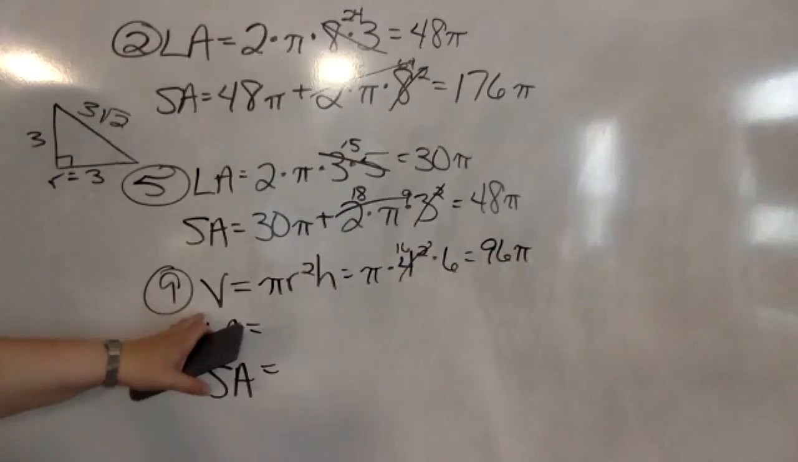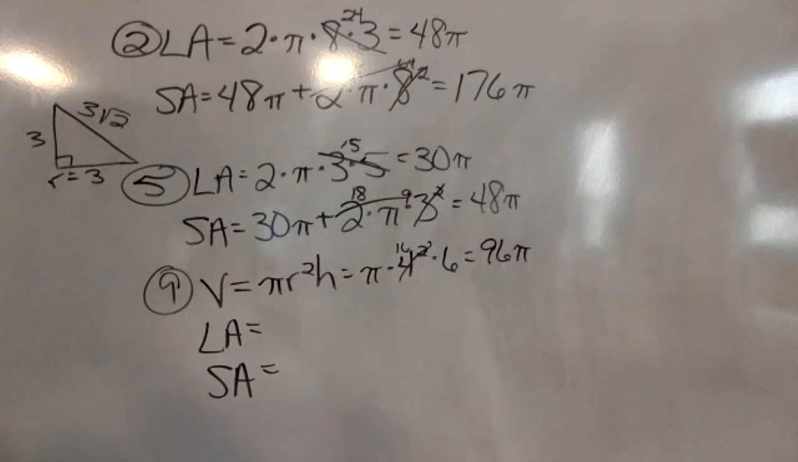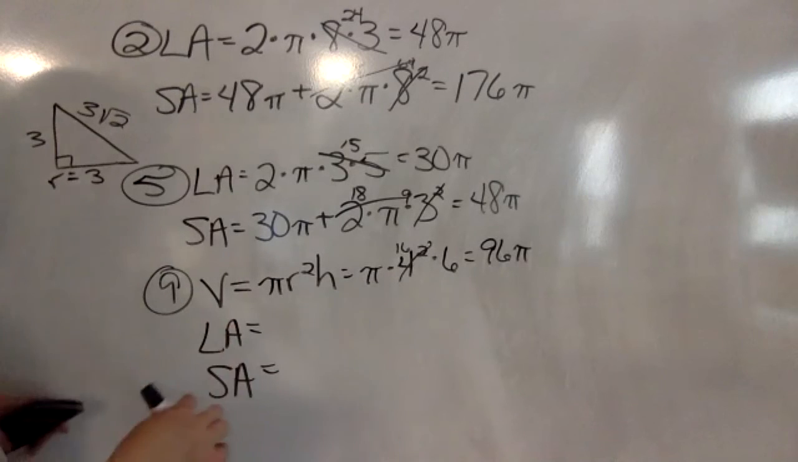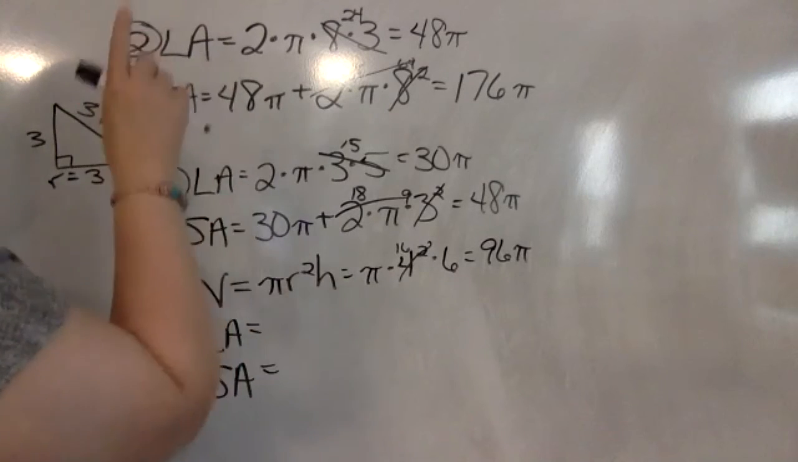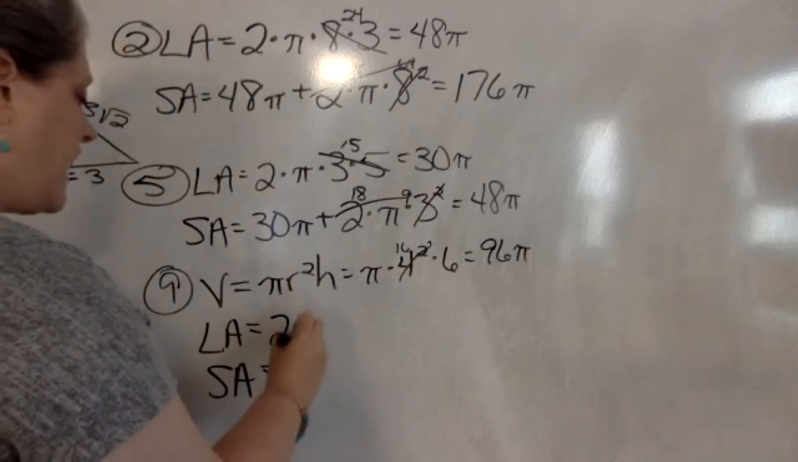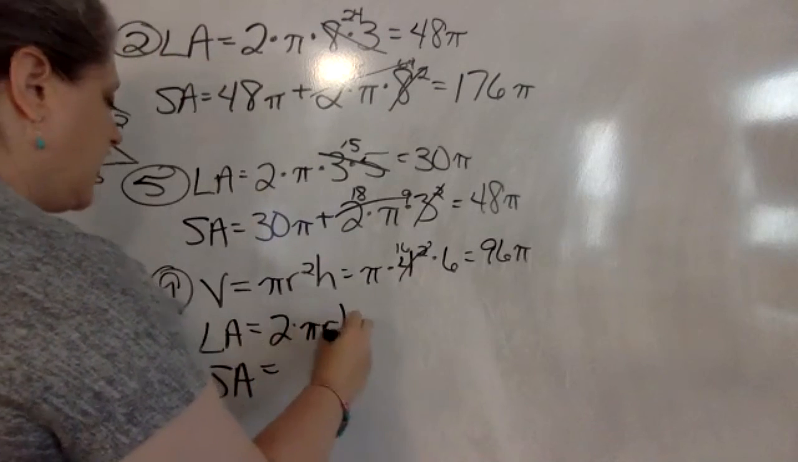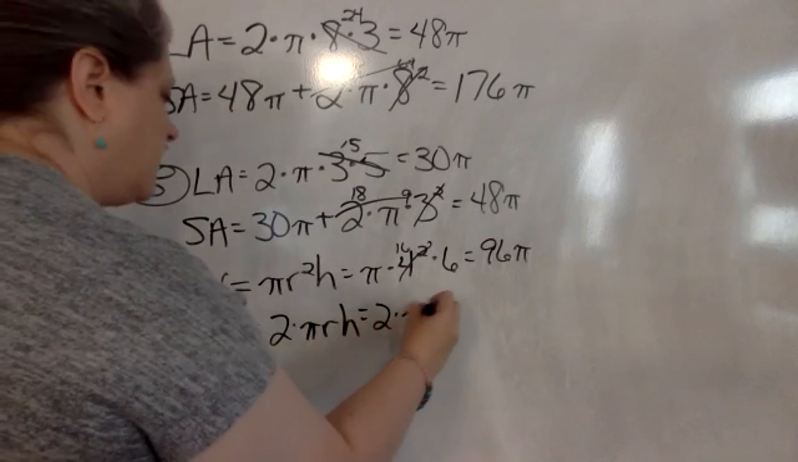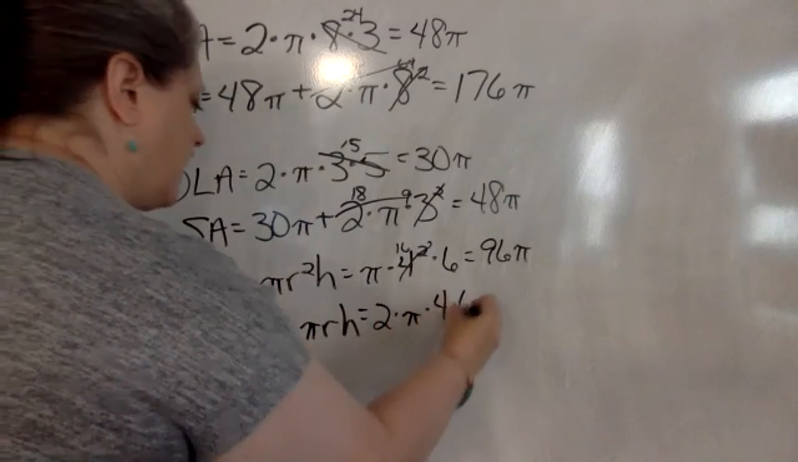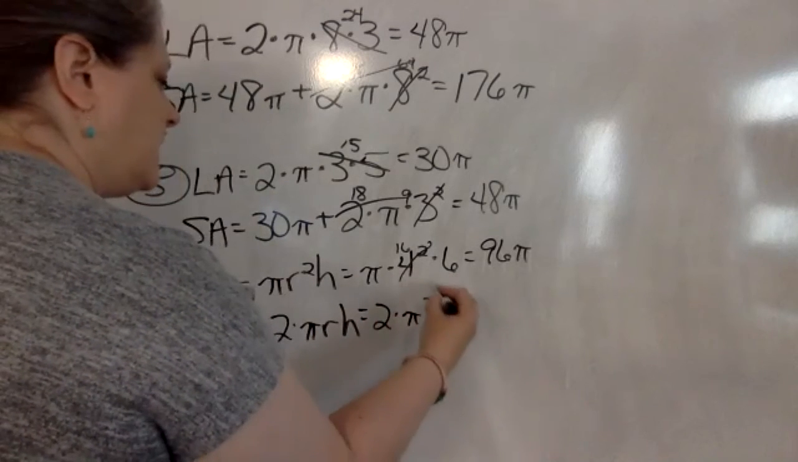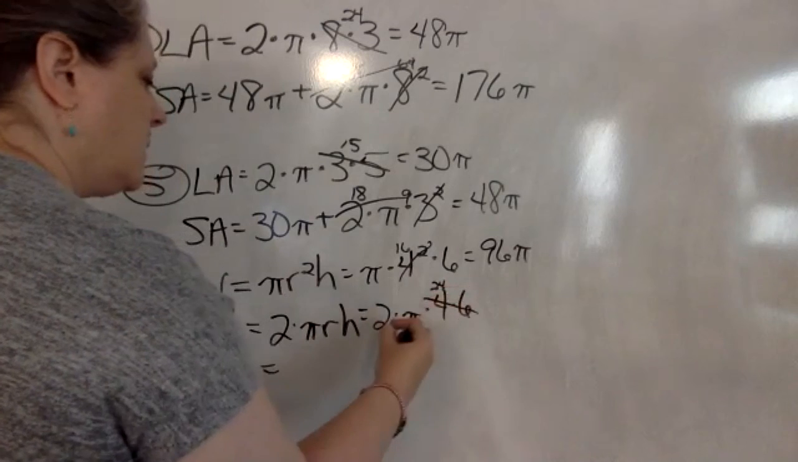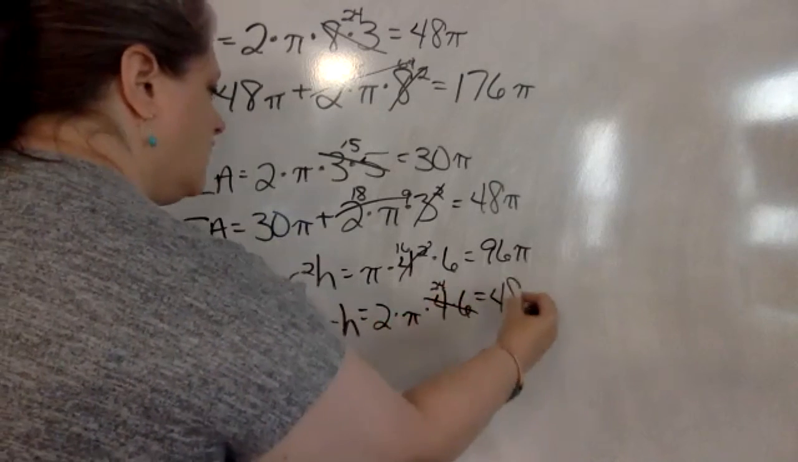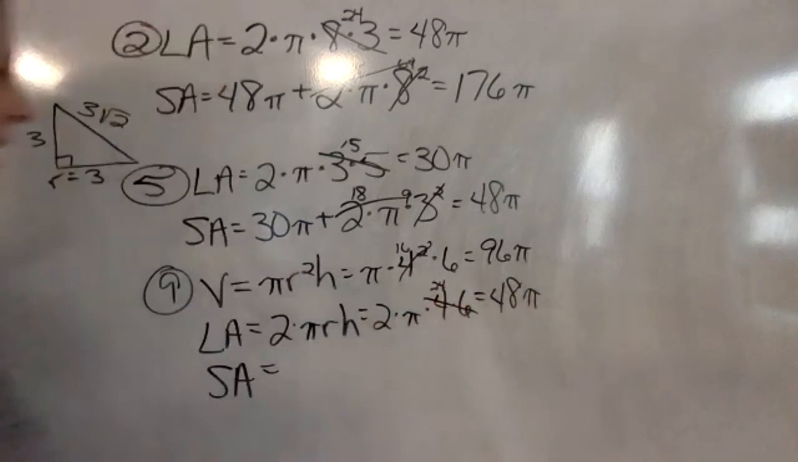That was one of them you were supposed to have tried yesterday on your own, if you actually did it. But you know. Now my lateral area is 2 times pi times the radius times the height. So I have 2 times pi times the radius, which was 4, times the height, which was 6. 4 times 6 is 24. 24 times 2 is 48 pi.